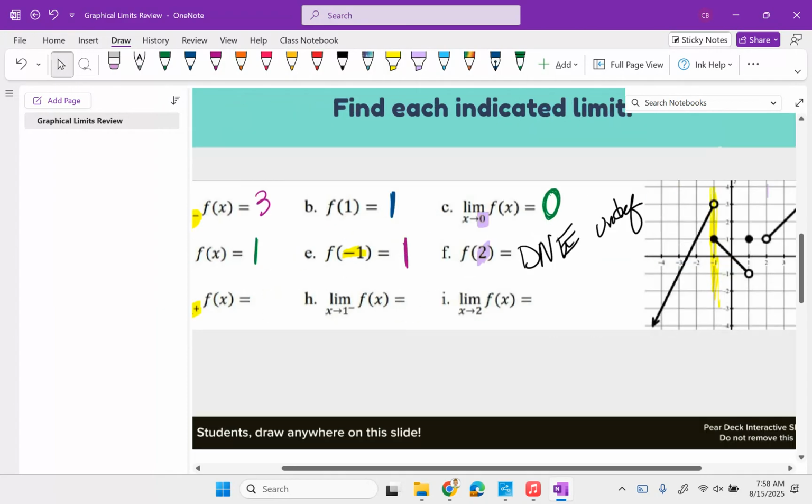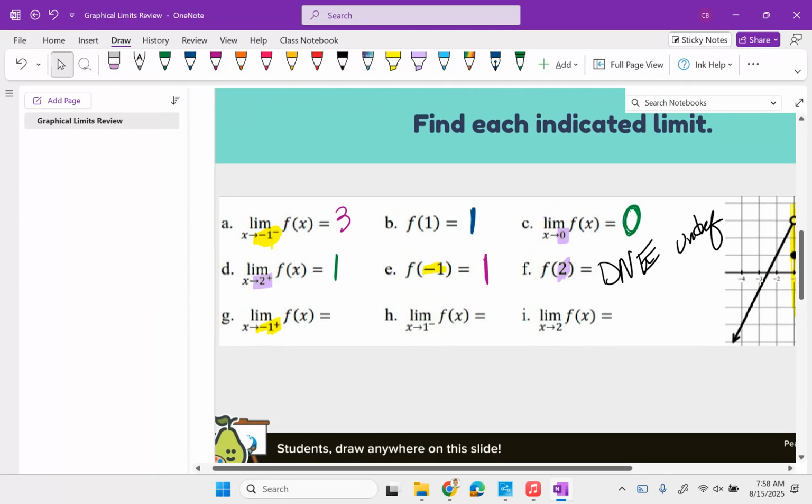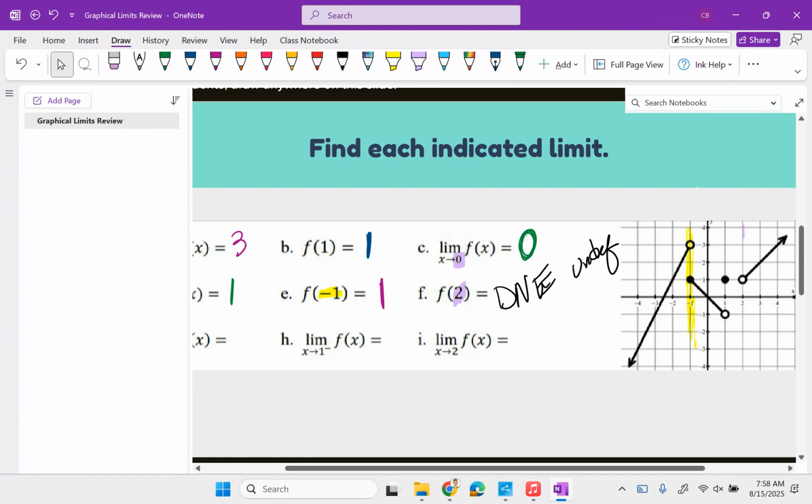And then what does the plus sign mean? You come at it from the right. Let's see if I can go the right way this time. So the right way would be this way. What y value did you get to? 1. Good job.